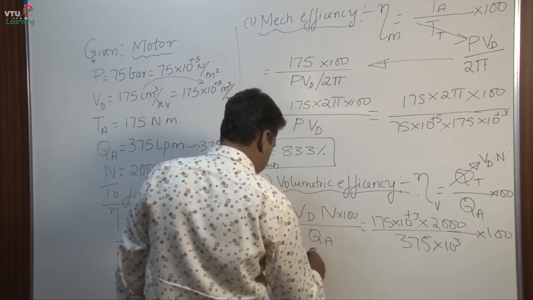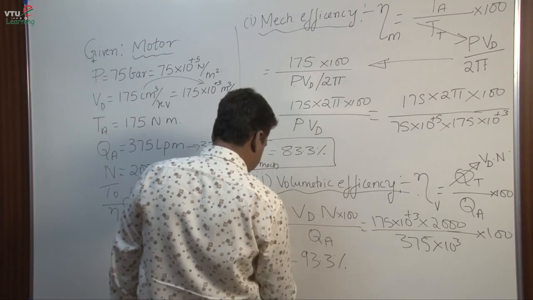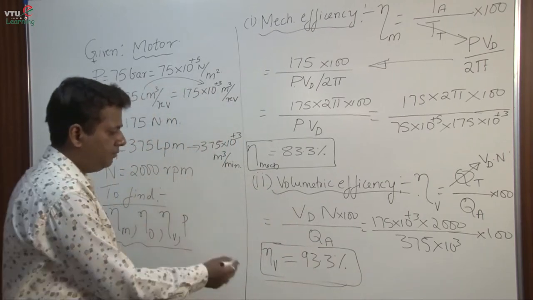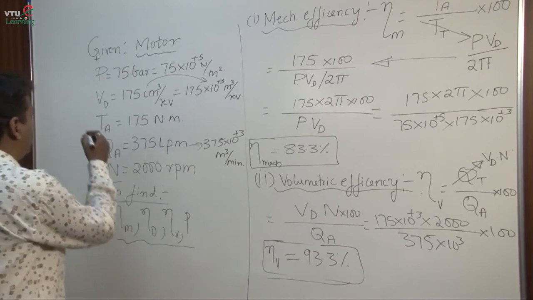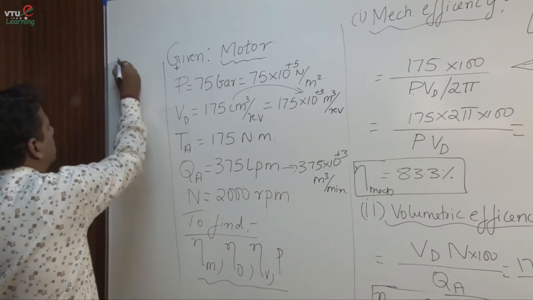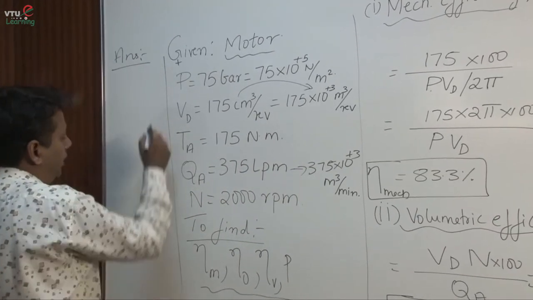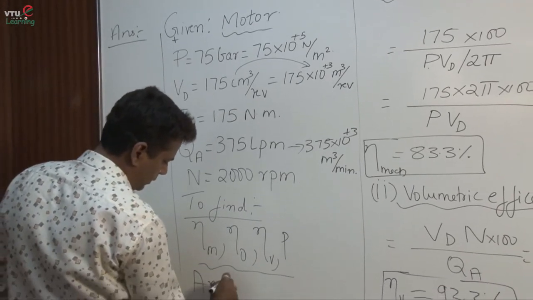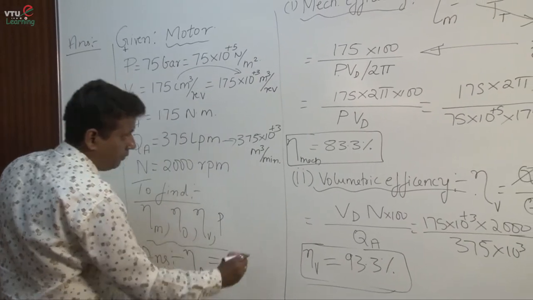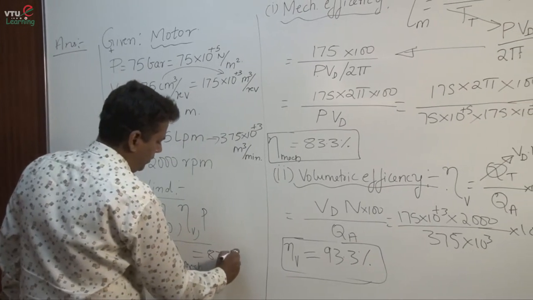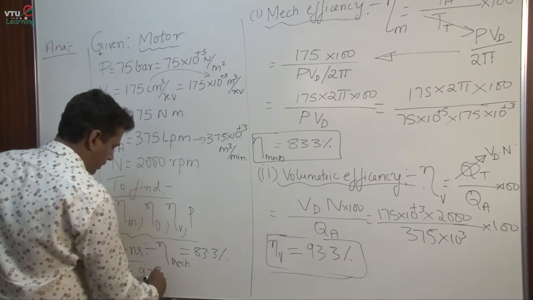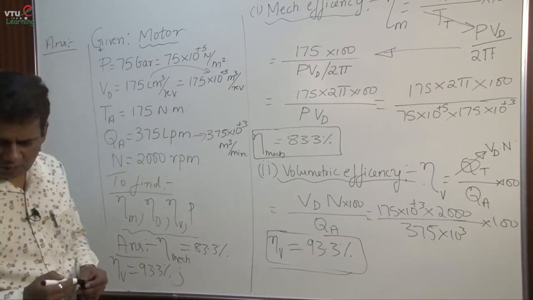So after checking this, you can get the answer as 93.3%. So volumetric efficiency is 93.3%. So we have calculated mechanical efficiency and we have calculated the volumetric efficiency. So I will write down the answer here. So just now you have calculated mechanical efficiency. Mechanical efficiency is 83.3%. We have calculated volumetric efficiency 93.3%. So overall efficiency, how to calculate overall efficiency?